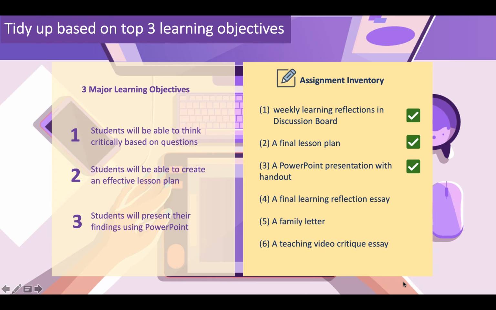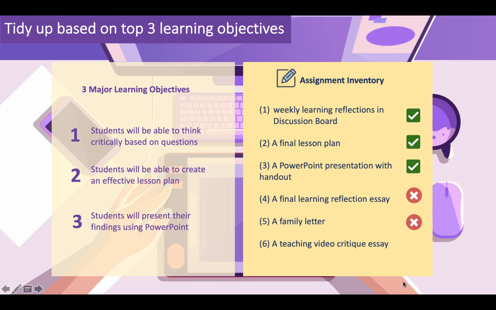A final learning reflection essay. Number 4 assignment and number 1 assignment are kind of talking about the same thing. They're all tapping into their reflection skills, their critical thinking skills. So if you decide to keep number 1, this one let's let go for now. And a family letter. This is not tapping into any of those primary learning objectives here. So let's just let it go for now.